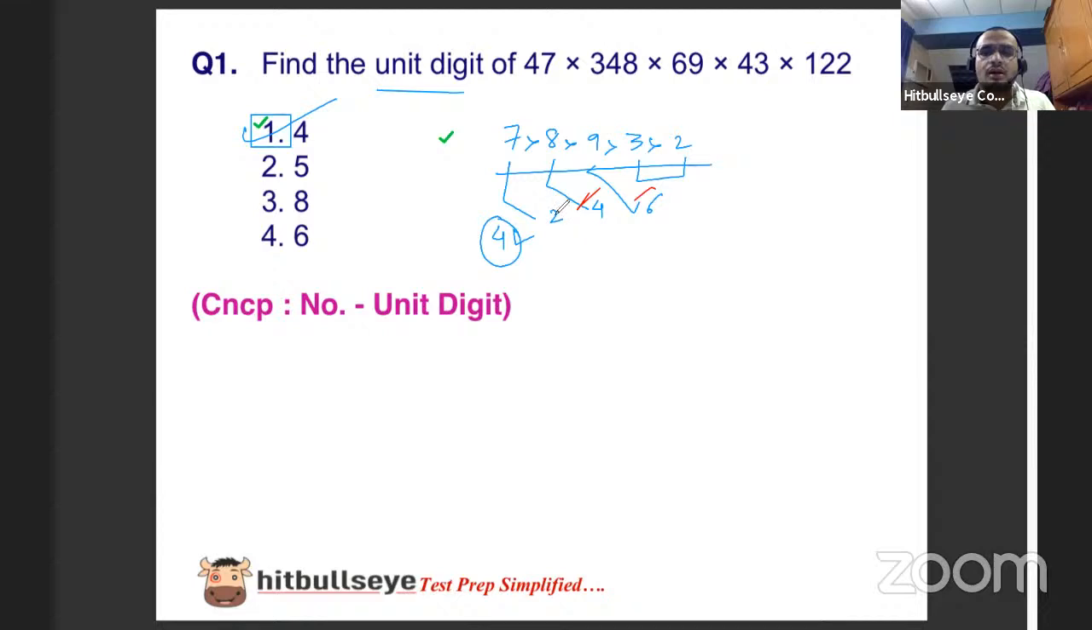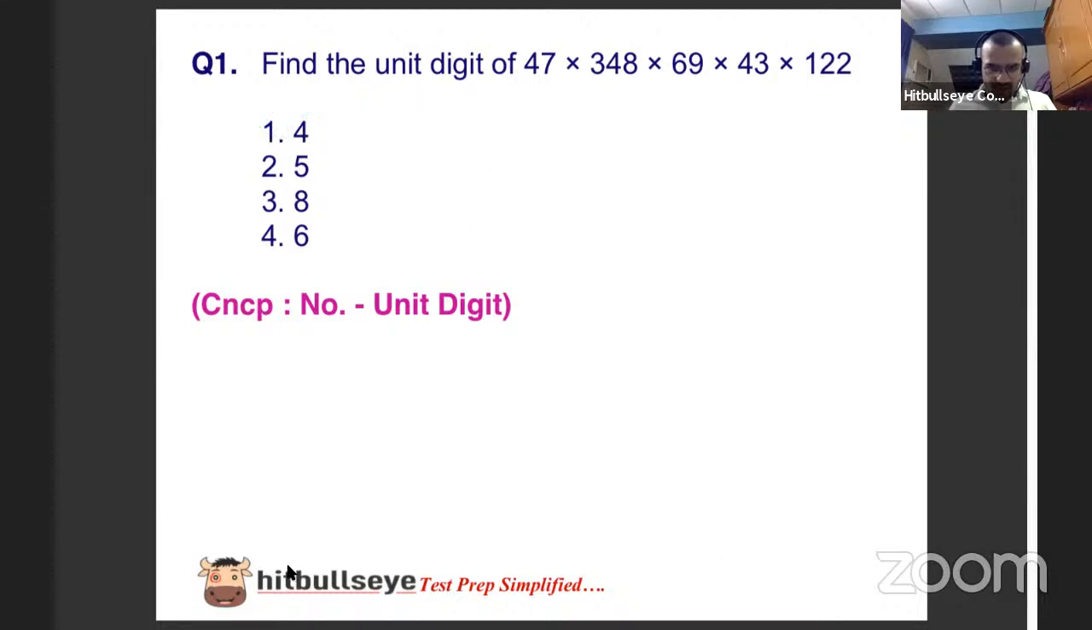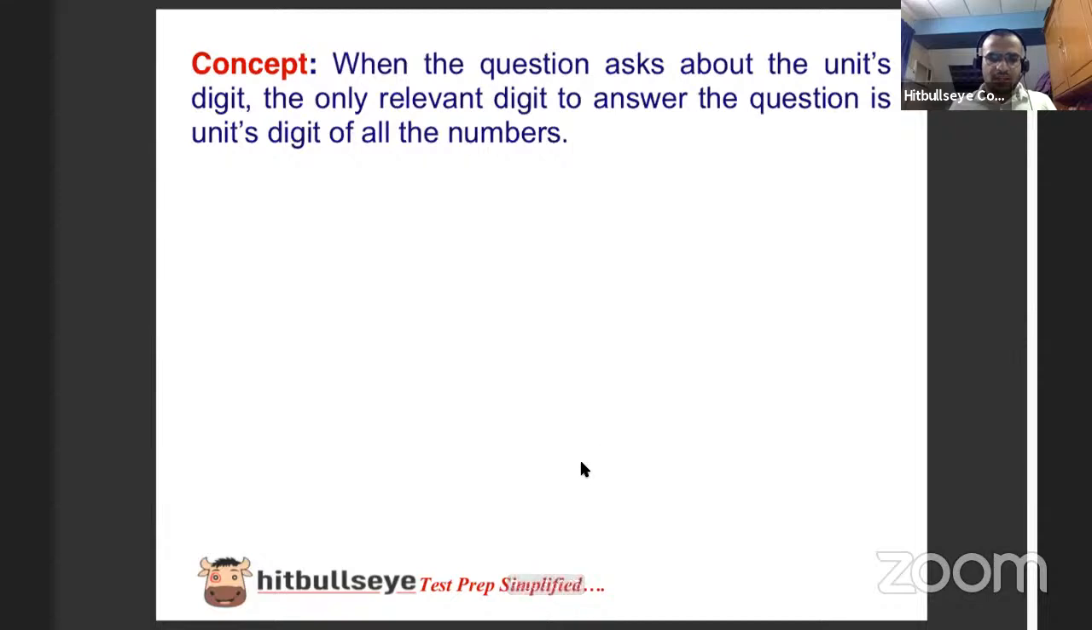Clear, everybody? Shall we proceed? This is very easy and basic. Please confirm. चलिए आगे बढ़ते हैं। ये बात बिल्कुल सिंपल है और क्लियर हो गई है। अब आगे देखते हैं। ये कॉन्सेप्ट भी वही कह रहा है what we have just learned, that when the question asks about the unit digit, the only relevant digit to answer the question is the unit digits of all the numbers. Please check. Clear everyone? ये बात clear हो गई सभी को? Shall we proceed? Please confirm.